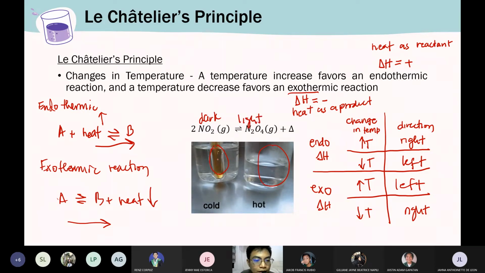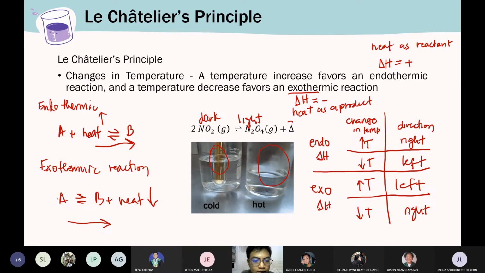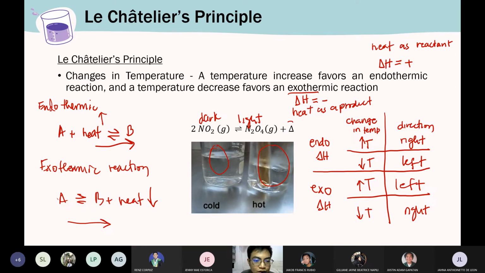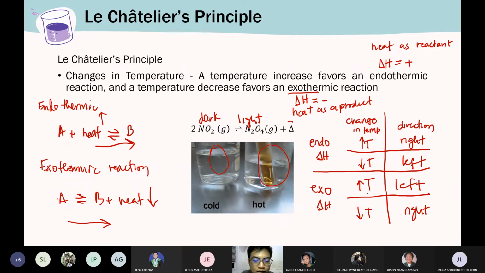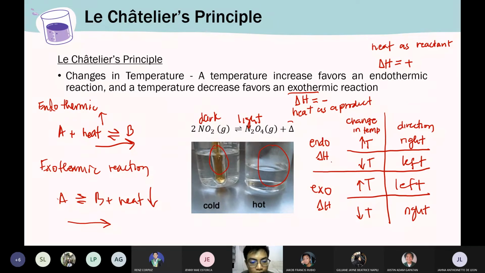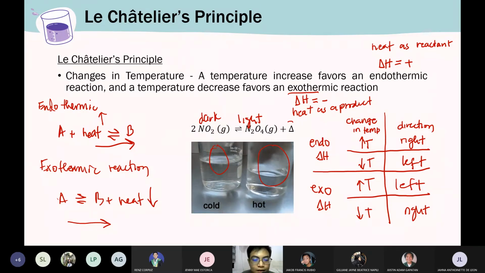Look at what will happen. The exothermic reaction, so nasa product side yung heat, so exothermic. Kapag cold yan, to the right yung reaction. Kaya nagiging light siya. Pero kapag hot yung solution mo, ang sabi dito, kapag exothermic, increase in temperature, to the left. Kaya nagiging brown siya. Kapag cold, nagiging light. Kapag hot, nagiging dark. Again, medyo complicated siya, no?